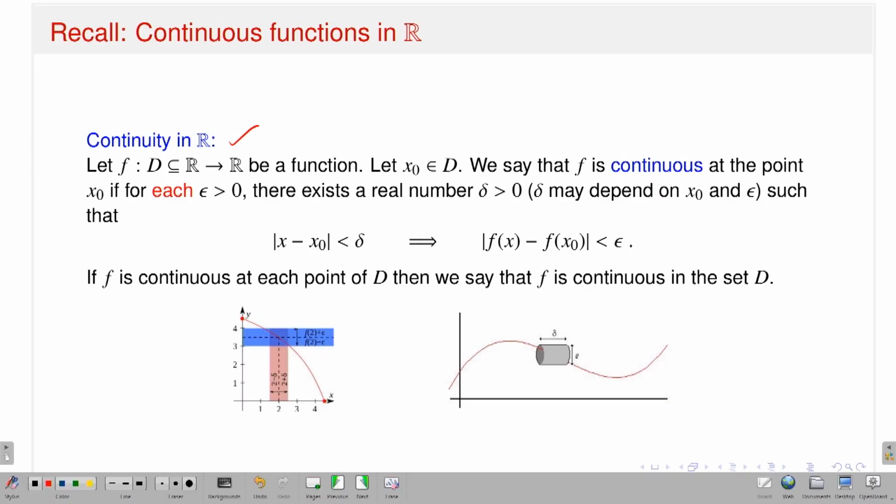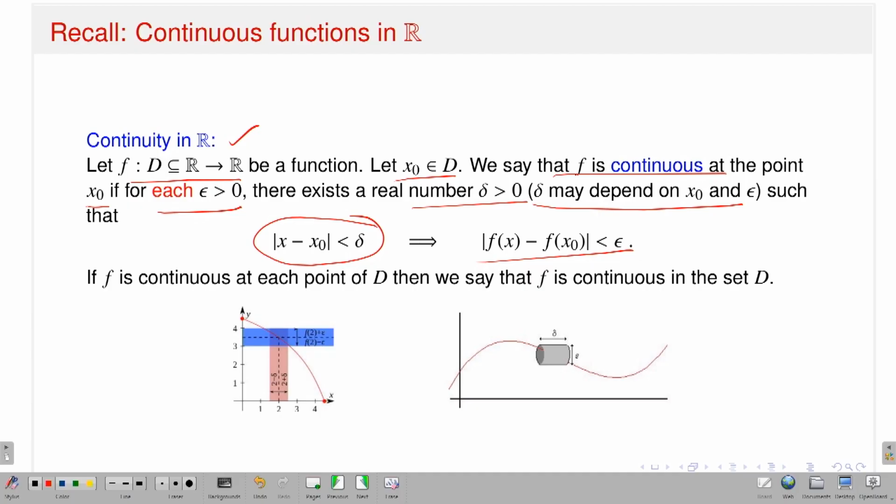If I have a function from R to R, what do I mean by the continuity of f at some point? Let f be a function from D, a subset of R, to R, that means a real valued function with a real variable. Let us take a point x naught in the domain D. I will say that f is continuous at the point x naught if the following is true: given any epsilon positive, there should exist a number delta, which is also positive, where delta may depend on the point as well as epsilon, such that whenever the distance between x and x naught is less than delta, then the distance between f(x) and f(x naught) is less than epsilon.